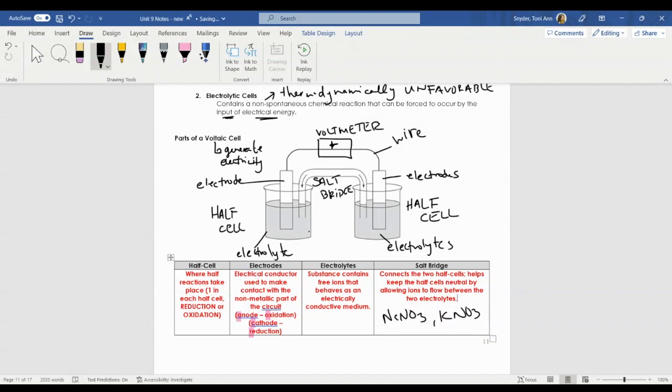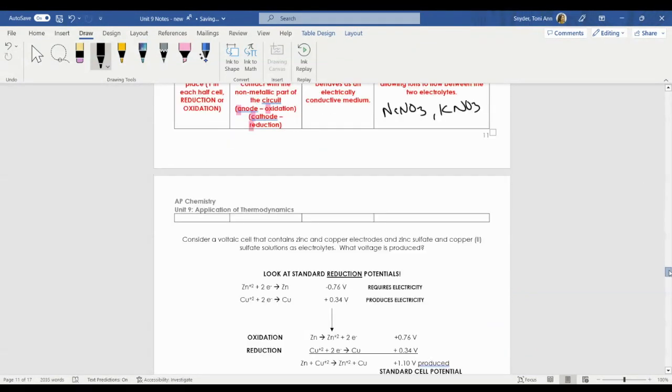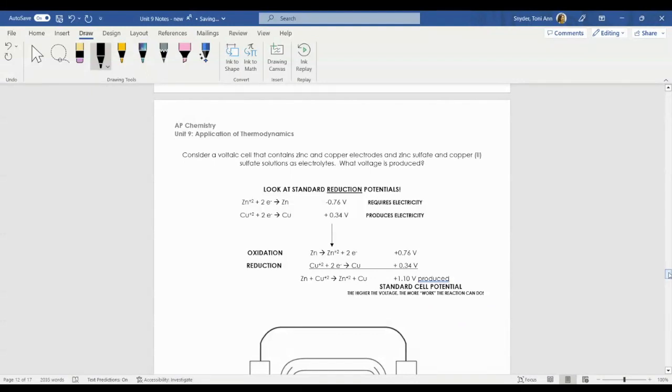Let's go ahead and apply this to an actual reaction. So what does this look like? Let's be a little bit more specific at this point. So consider a voltaic cell that has zinc and copper electrodes, and my electrolytes are zinc sulfate and copper 2 sulfate. Okay, we want to know what voltage is produced.